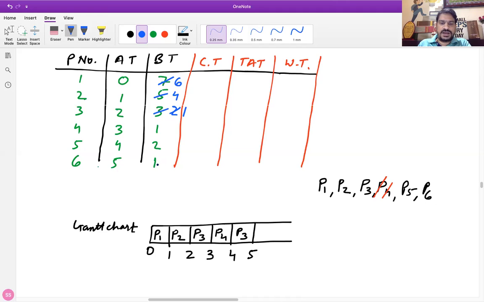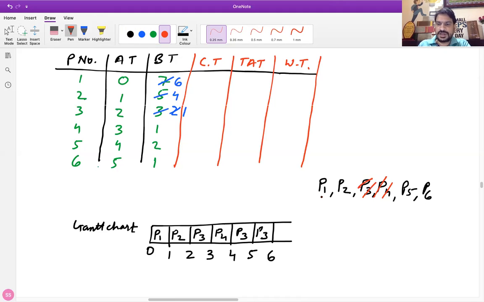Here again, we'll have a tie of process 6 and process 3. Both have the same burst time, so we'll go for the arrival time. Because the arrival time of P3 is less, we'll pick P3, and P3 will go again for 1 burst time, because after that it will be done. Now P3 has finished its execution, so we'll remove P3 from the ready queue.